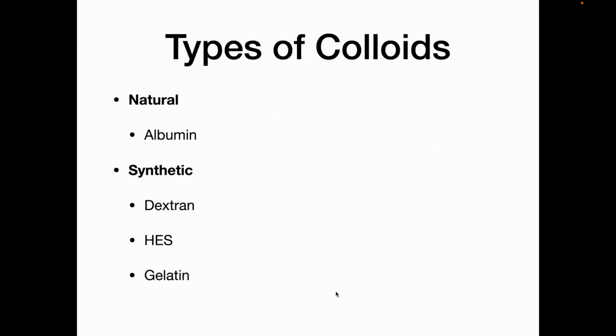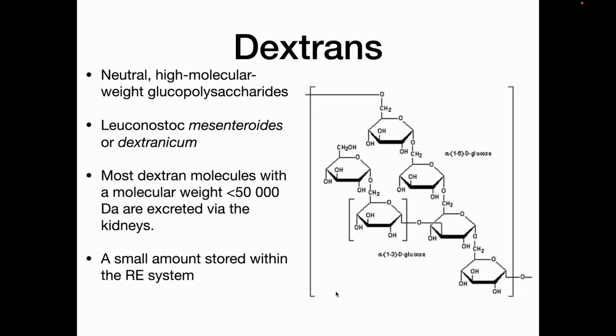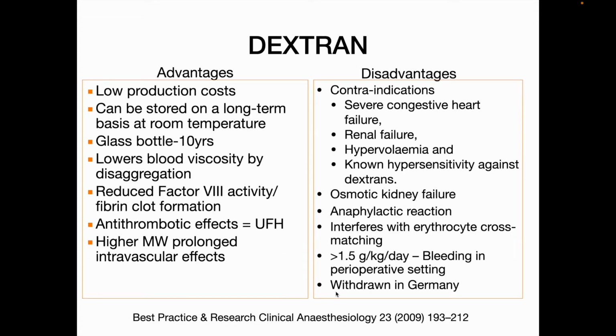There are two types of colloids, natural and synthetic. Natural is albumin; synthetic is dextran, hydroxyethyl starch, and gelatin. Dextrans are neutral, high molecular weight polysaccharides. They are developed from Leuconostoc mesenteroides, or dextran. Most dextran molecules have a molecular weight less than 50 kilodaltons and they are excreted by the kidney. A small amount is stored in the RE system.